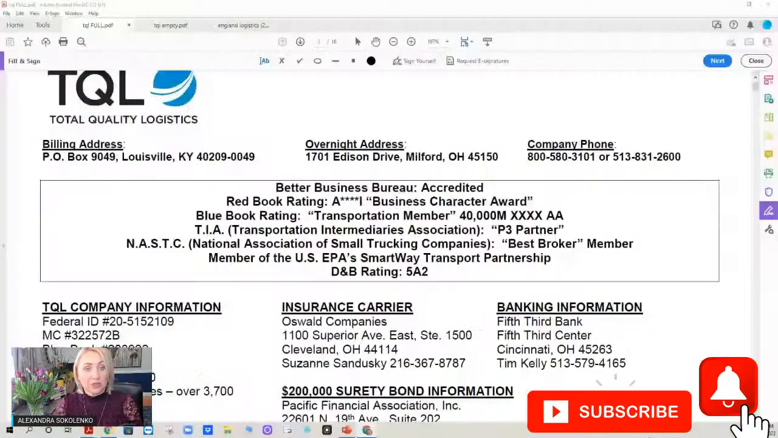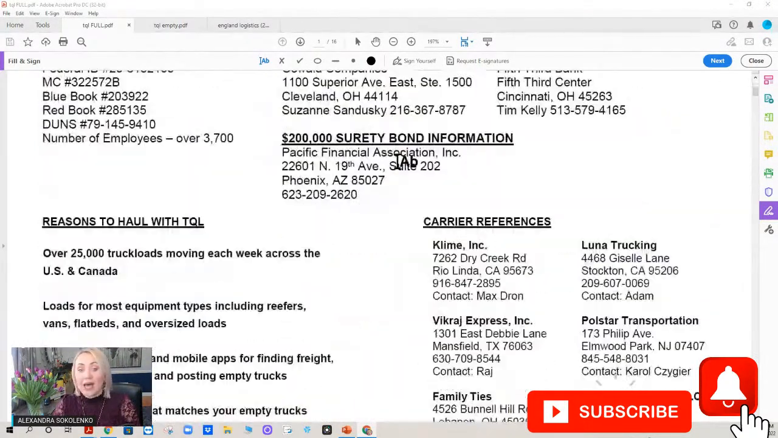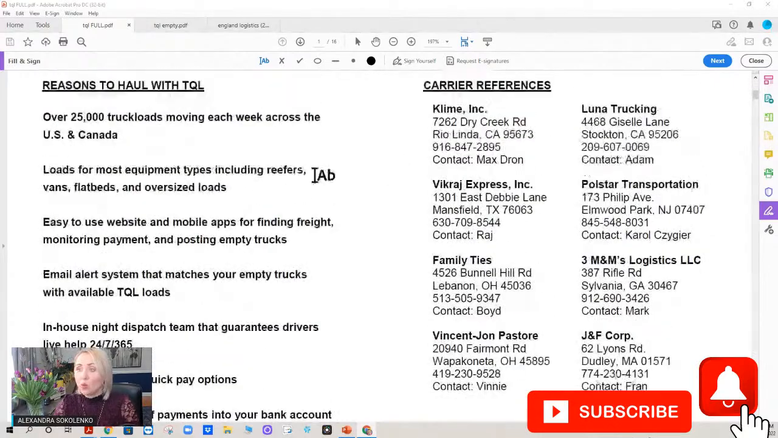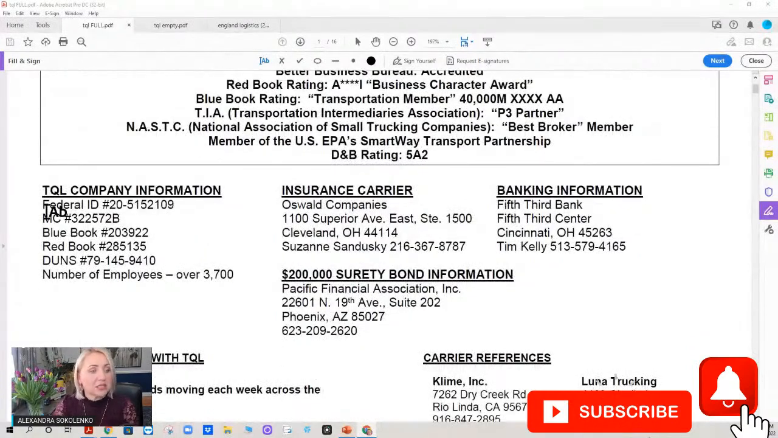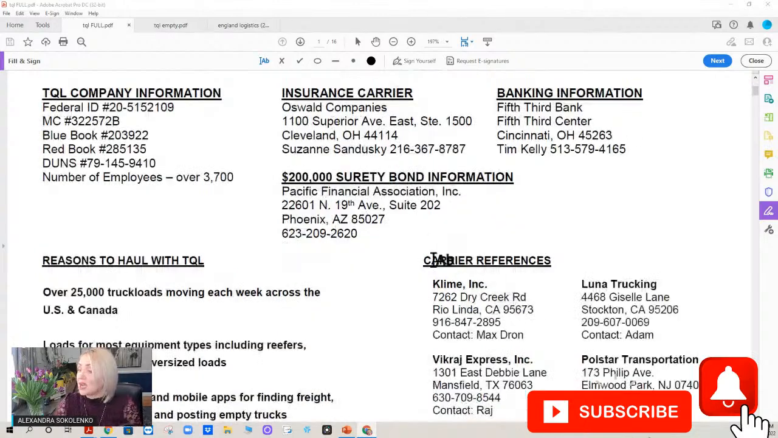So we're gonna open right now empty. I'm gonna share with you empty TQL setup. So that's how it comes, right? 16 pages. So you're receiving it and you need to fill out all this information. What is this? This is first page. This is a cover page for TQL. They want to make sure that you know their billing address. You need to make sure you know their ratings, who is their insurance, their MC, who they belong to, right? Their surety bond, even their carrier references.